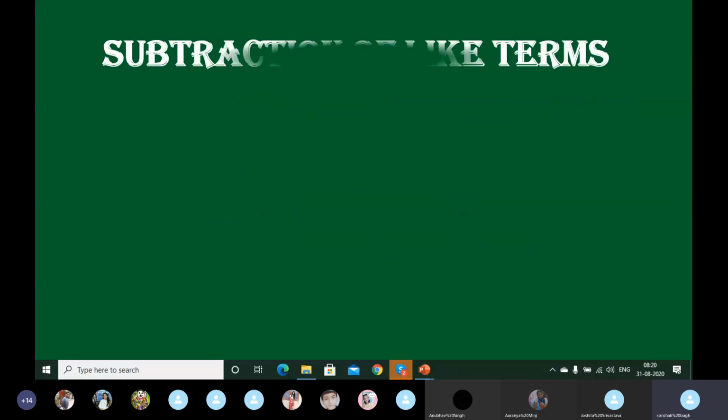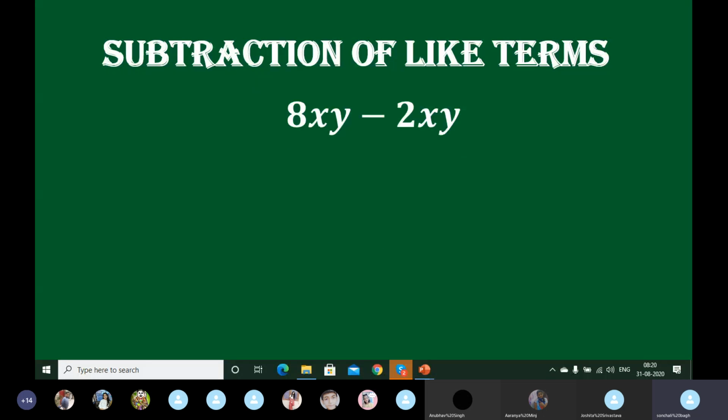Okay, first let's understand the concept behind subtraction. How we subtract. See, here I have taken two terms, 8xy and minus 2xy. Both are like terms. Again, see what we are doing. We are taking the coefficients and subtracting it and writing it down. So it becomes 8xy minus 2xy, whose coefficient was 8 and 2 respectively. I subtracted 8 minus 2, so we got 6xy.